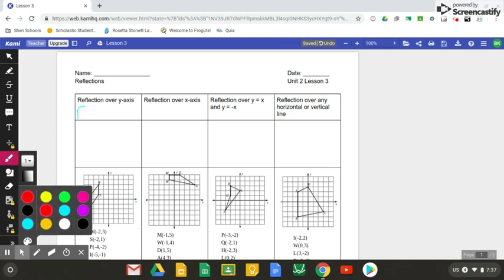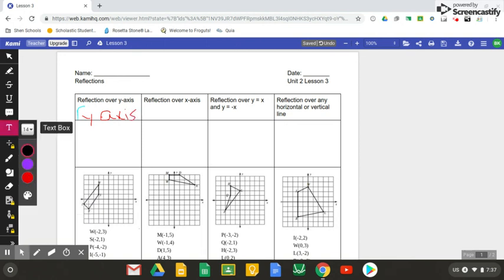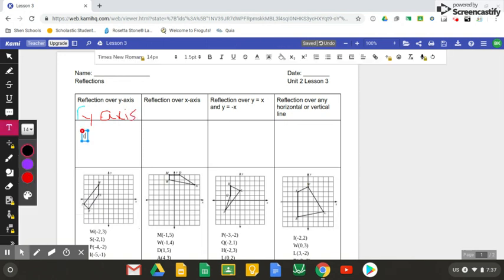Why am I still in that color? Lowercase r. And then if I want y-axis, it'd be written like this. r, y-axis, x. Okay. Your rule for that: if you have x, y, it will now go to negative x, y.